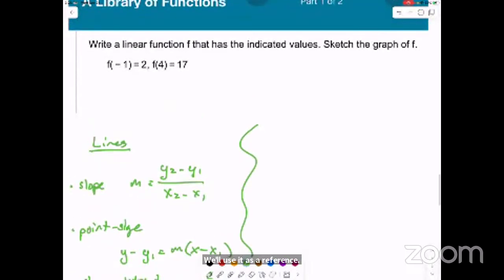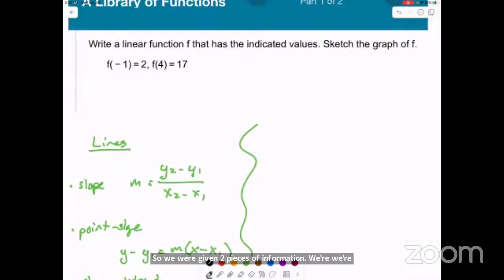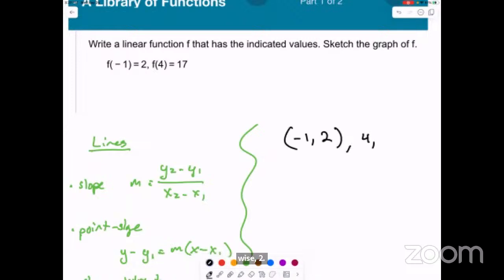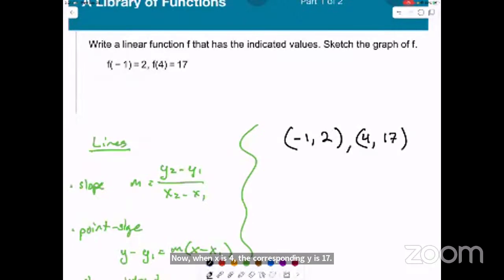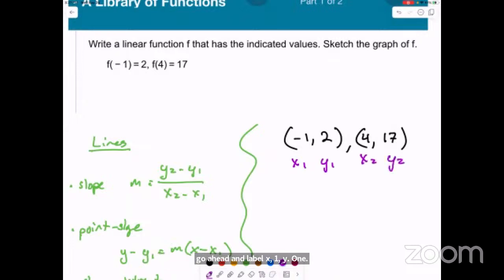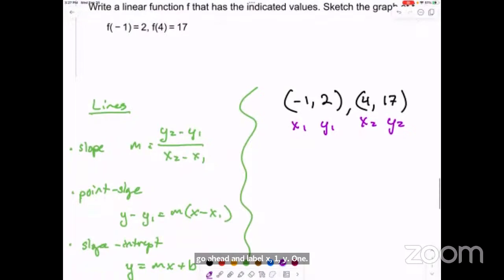So we were given two pieces of information. We're given that when x is -1, the corresponding y is 2. And when x is 4, the corresponding y is 17. Okay. So we just rewrote the given information as ordered pairs. And whenever I have ordered pairs like this, I like to go ahead and label x1, y1, x2, y2. So let's start off by finding the slope.